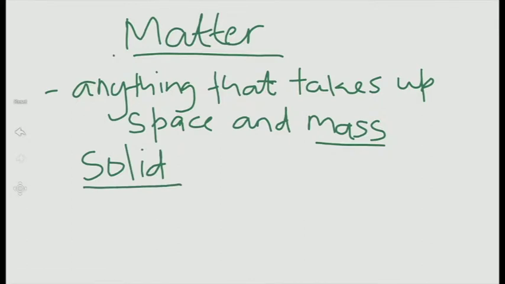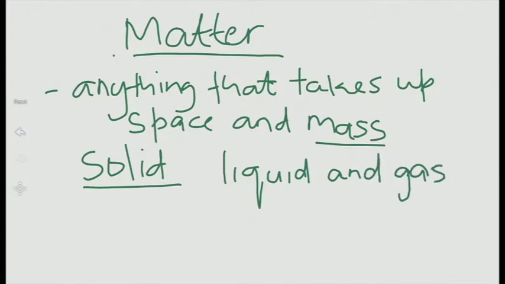Now, matter is divided into three, or there are only three states of matter. These states of matter are solid, liquid, and gas. These are the only three states of matter. What does this mean? It means that we can only find matter in these three states or forms, which are solid, liquid, and gas. Let us just give examples of each state.